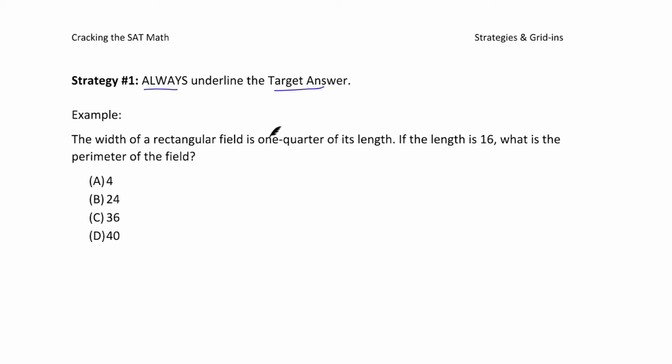The width of a rectangular field is 1/4 of its length. If the length is 16, what is the perimeter of the field? Over here, the target answer is this. We have to calculate the perimeter. Okay, let's solve this question. The width is 1/4 of its length. So if the length is 16, first we calculate the width, which comes out to be 1/4 into 16.